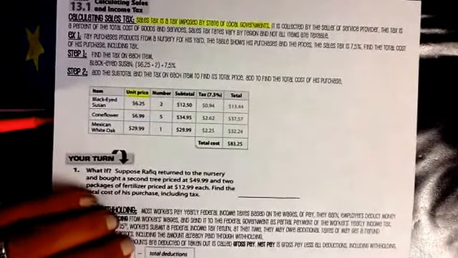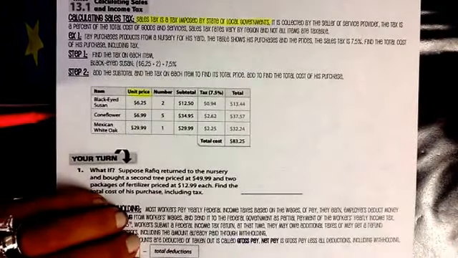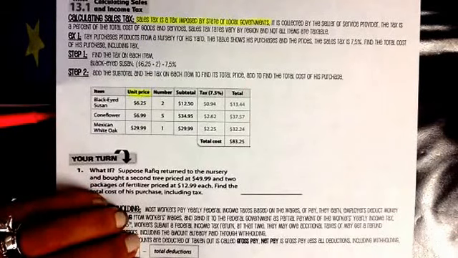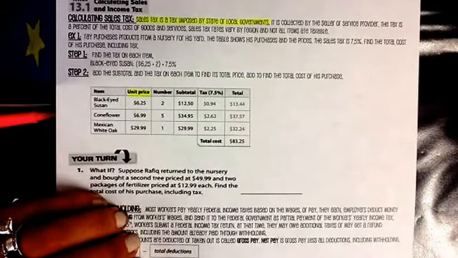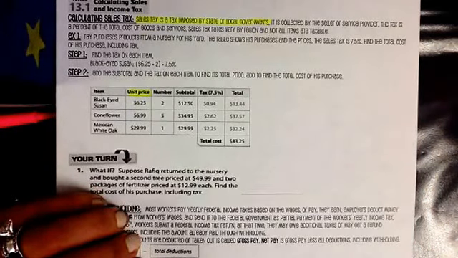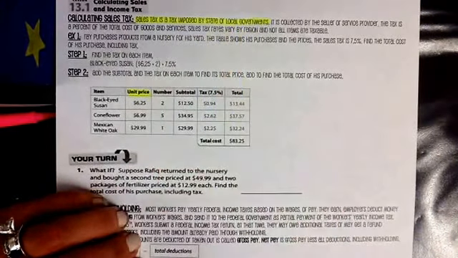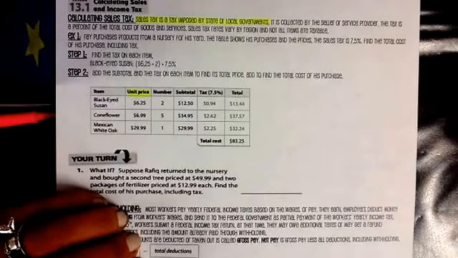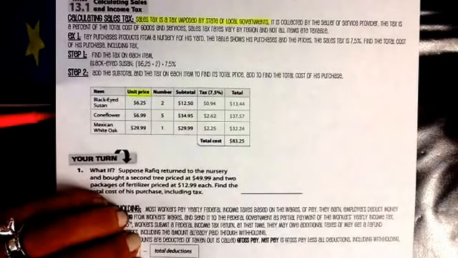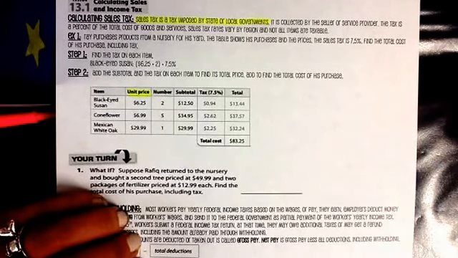All right, we're starting Module 13, Lesson 13.1, Calculating Sales and Income Tax. Sales tax is a tax imposed by state or local governments. Notice it's highlighted. This is going to be one of your vocabulary words. It's collected by the seller or service provider. The tax is a percent of the total cost of goods and services. Sales tax rates vary by region, and not all items are taxable.